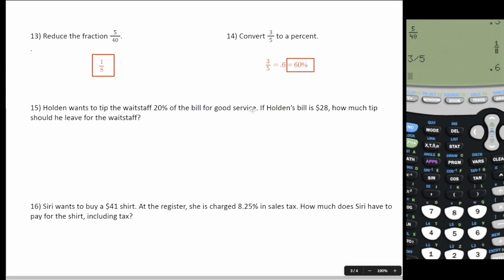Number 15, Holden wants to tip the waitstaff 20% of the bill for good service. If Holden's bill is $28, how much tip should he leave for the waitstaff? So first we're going to figure out what is 20% of $28, and then we're going to add that back to the original bill. So add the tip to the original bill.